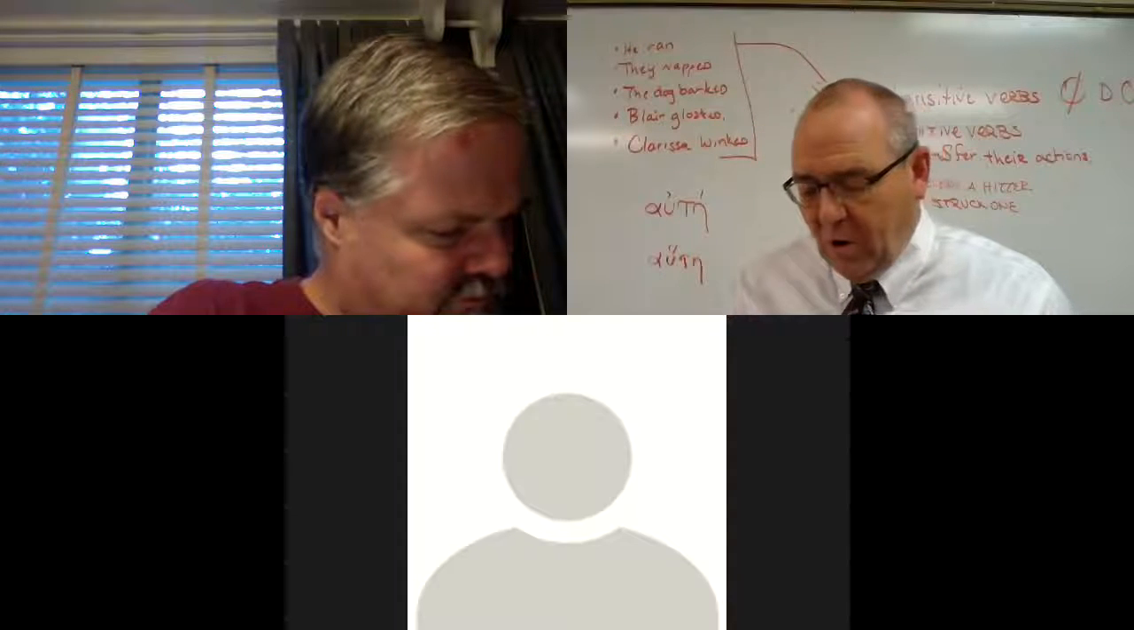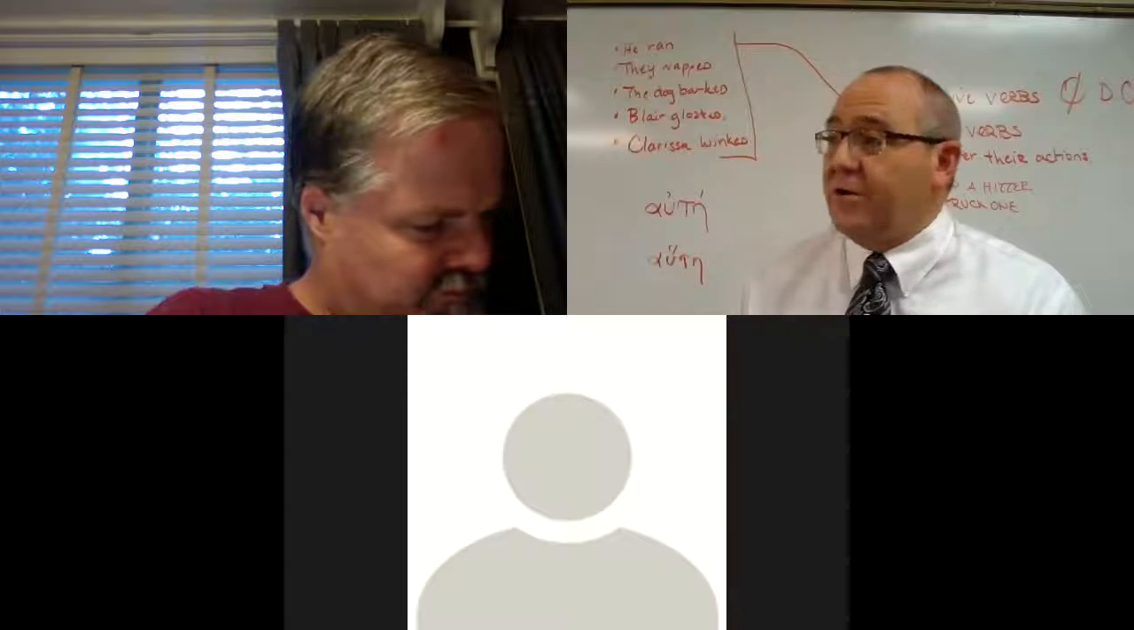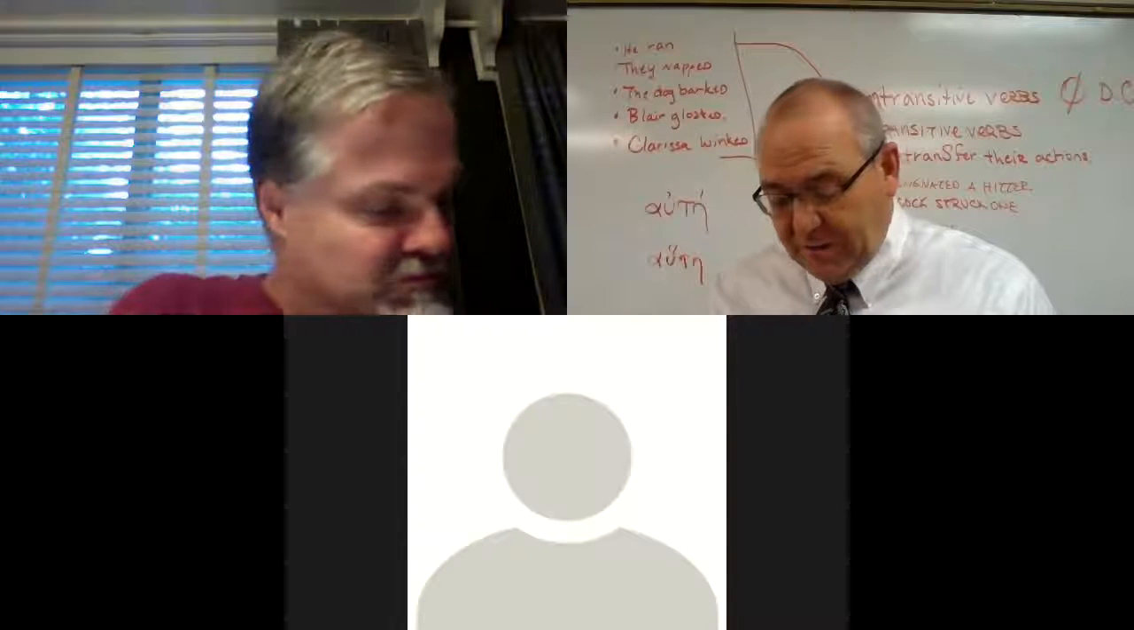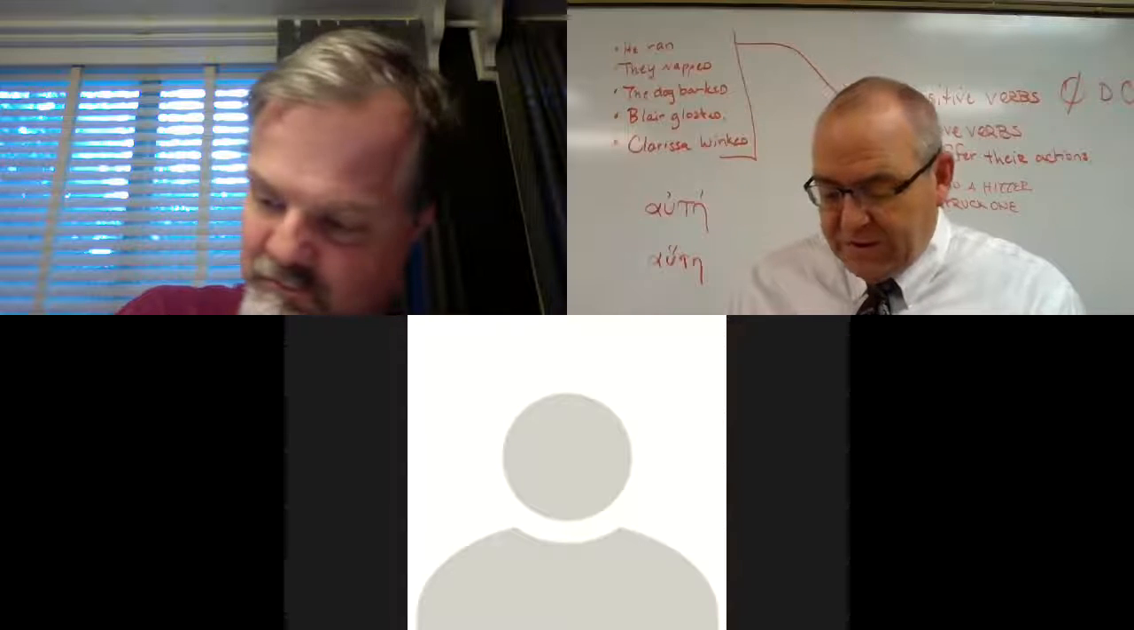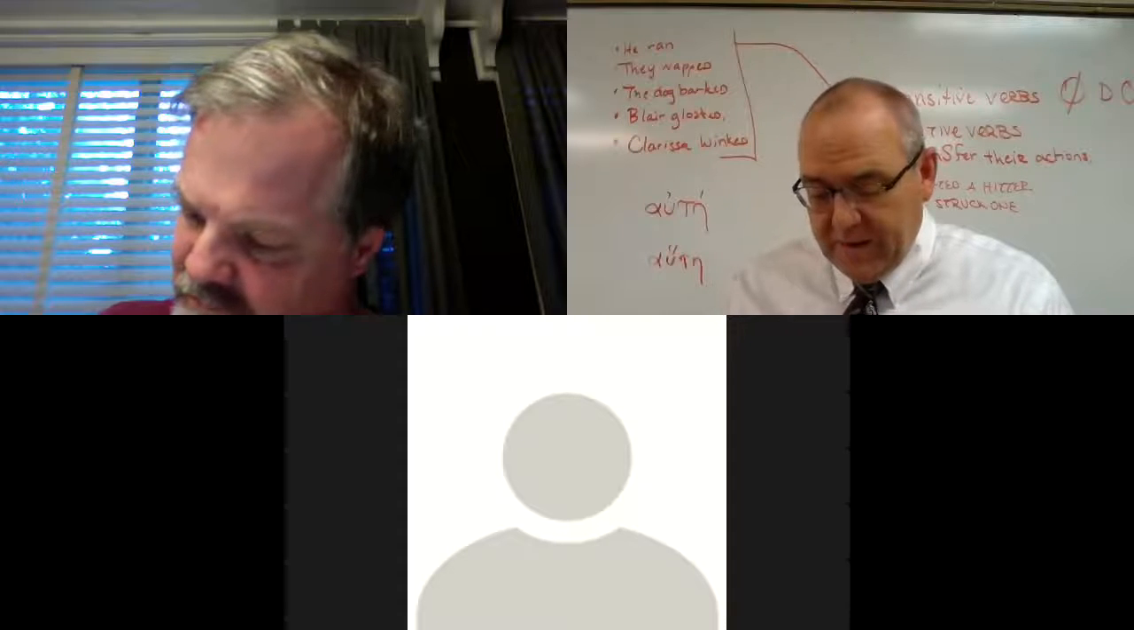Houtos gar estin ho nomos kai hoi prophetai. And the sentence reads, for this is the law and the prophets. Okay? For this is the law and the prophets. All right, what is the subject of estin? Well, here in this particular place, it's the word houtos. As this one, this man, or whatever.